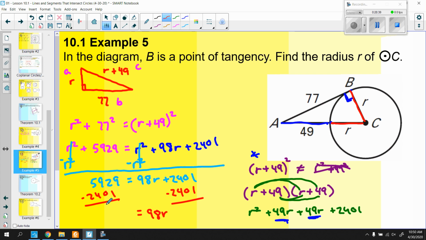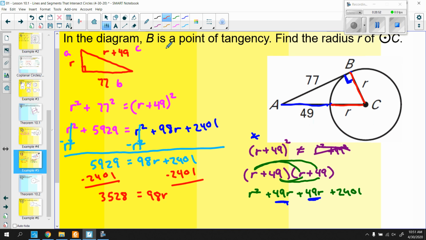Minus, yeah, 3528, sorry. Okay, so subtract from both sides. The last thing, let's see if I can scroll down just a little bit here. I don't want to lose too much of the problem. Would be to divide both sides by 98 to get, hopefully, something, and I think they work out clean. Look at that, 36.